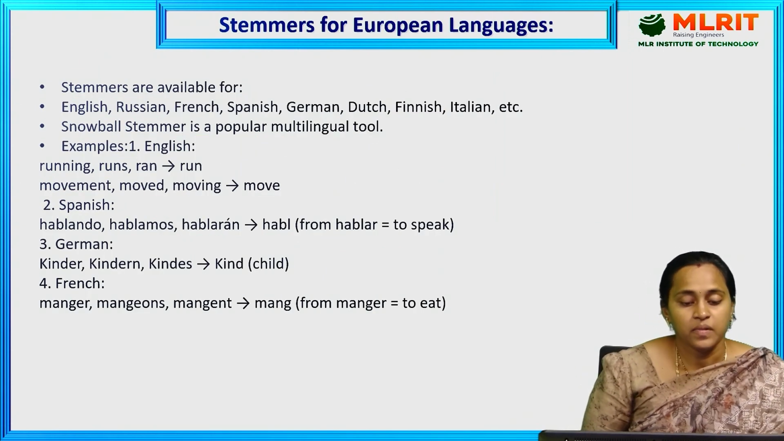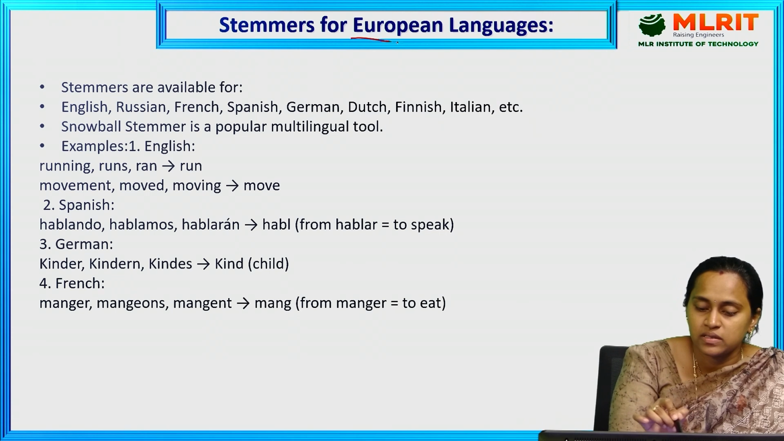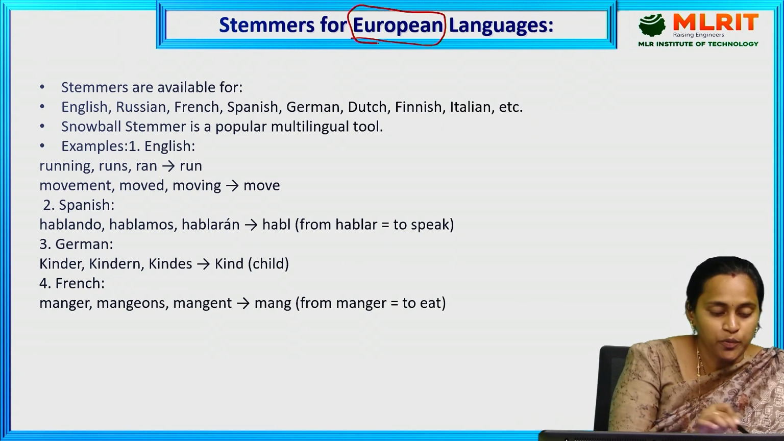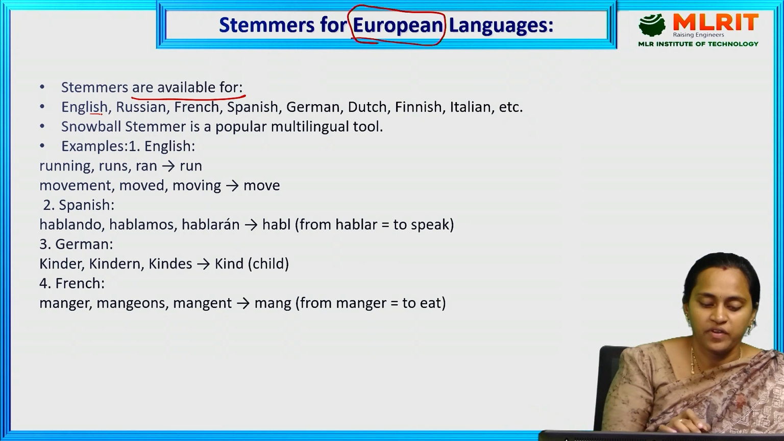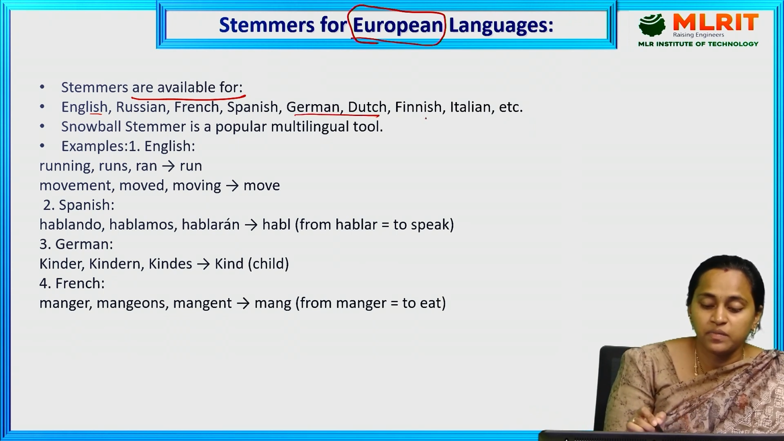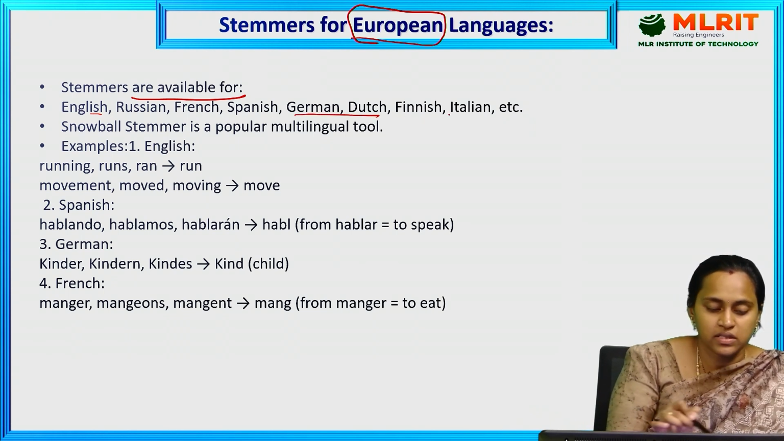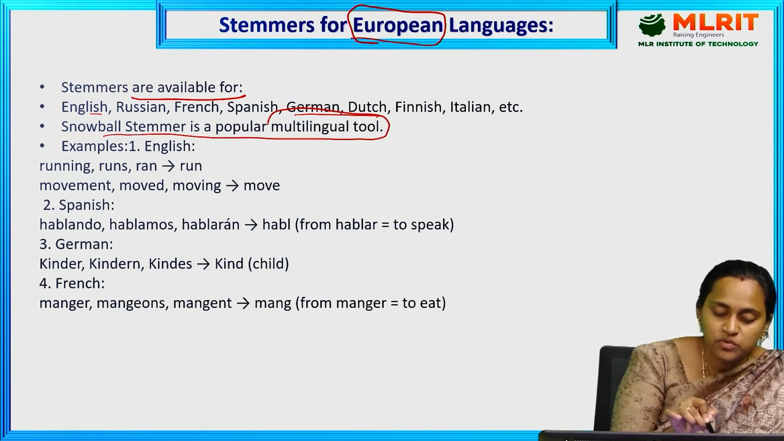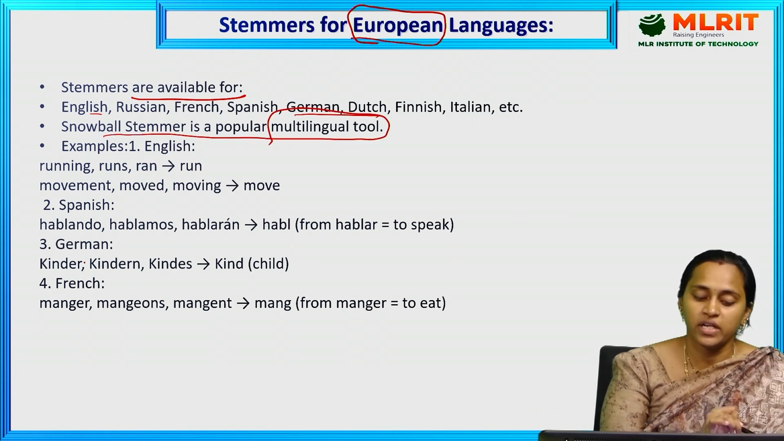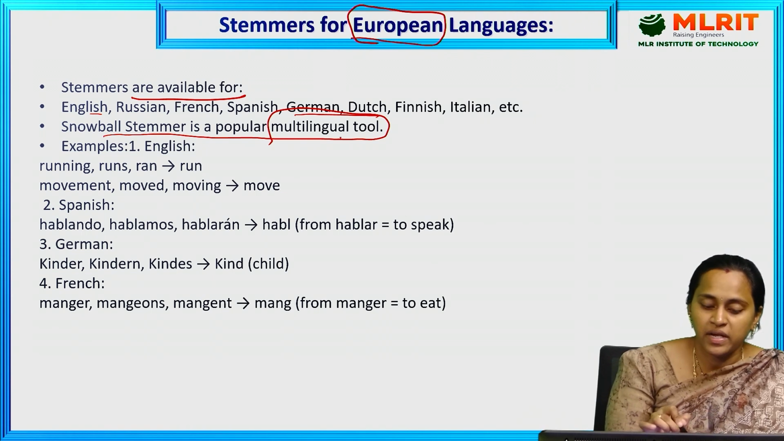Let's see the stemmers for European languages. Stemmers are available for English, Russian, French, Spanish, German, and multiple other languages. Snowball stemmer is popular for multiple languages. We already discussed, right? Snowball is not only English. It will handle multiple languages.